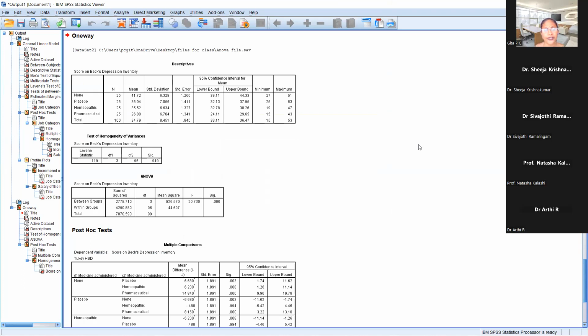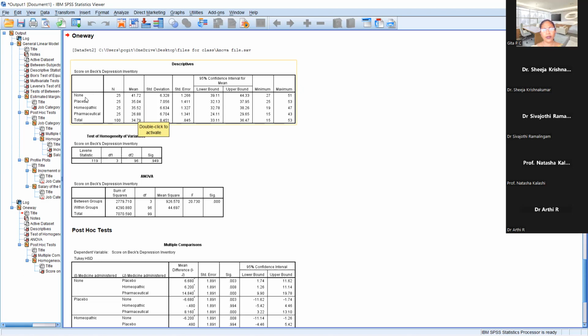Okay. So now you see here, the first table is the descriptive table, because we have asked for descriptives. It has given us a descriptive table. In this particular table, the third column, the mean column, is important. What does the mean mean? It means the average depression score among the particular group of patients who are undergoing treatment.